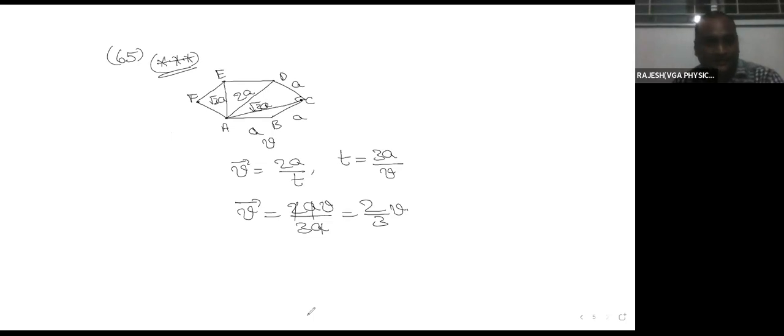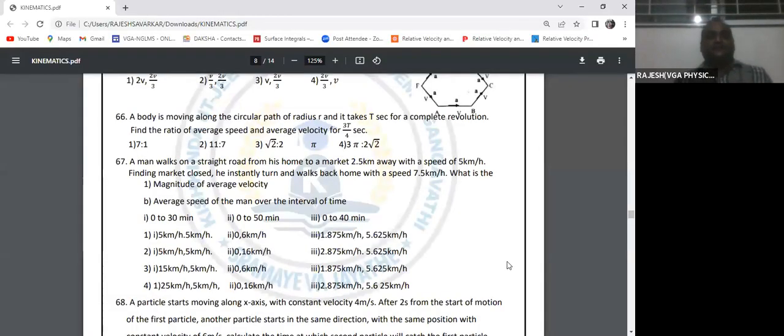Next one. A body is moving along a circular path of radius r and it takes t seconds for a complete revolution. Find the ratio of average speed and average velocity at 3t by 4. Average speed and average velocity times are equal, so it is distance by displacement. 3t by 4 means 270 degrees. What is the distance formula? T by 4 means 3 pi by 2 r, and displacement, for average velocity, is 2r sine theta by 2. That becomes root 2 r.